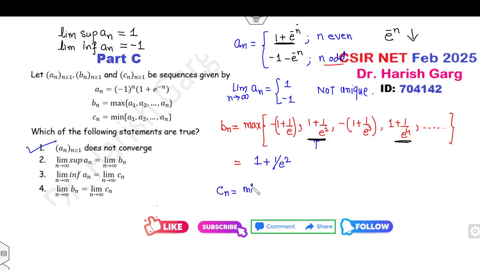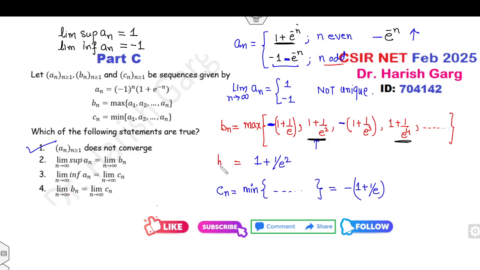c_n is the same value, but instead of the maximum it's a minimum. Fine. So the minimum is occurring definitely for the negative part. That is, the minimum is occurring here. And you can see minus e raised to power minus n is an increasing function. So the minimum is occurring at this first point, minus 1 plus 1 over e. Is it okay? Because all the numbers are negative, so this is the value of the increasing. That's the maximum value. Now look at the limit of the b_n.